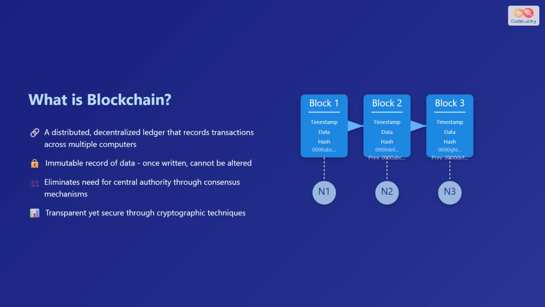What is blockchain? A blockchain is a distributed, decentralized ledger that records transactions across multiple computers. It provides an immutable record of data, meaning that once data is written, it cannot be altered. Blockchains eliminate the need for a central authority through various consensus mechanisms. They offer transparency yet are secure through cryptographic techniques.